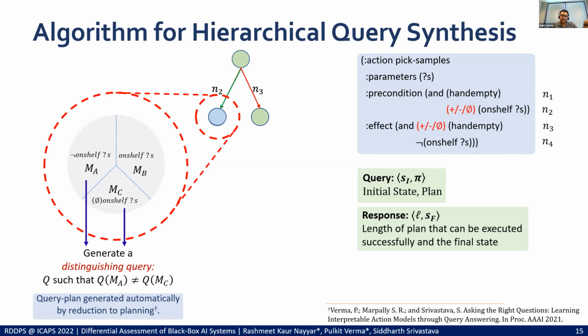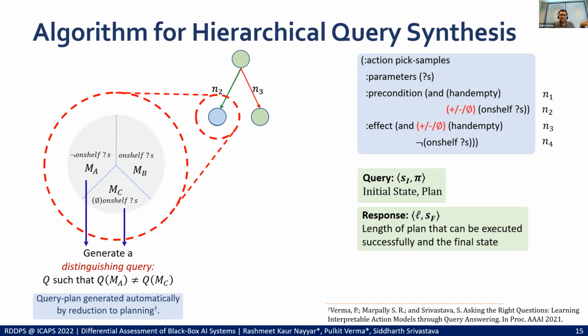with its internal model as the particular model, like MA or MB. And this is done in the initial state given in the query. So in that initial state, it has to execute the plan. And the response to this query is the length of the prefix of the plan that can be successfully executed by the agent with this model, and the final state that it ends up in.